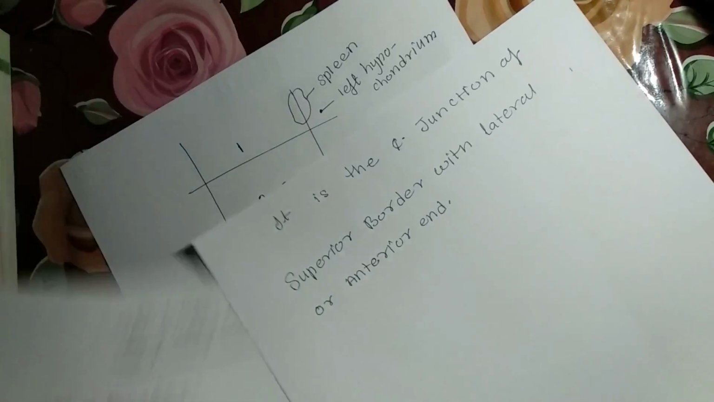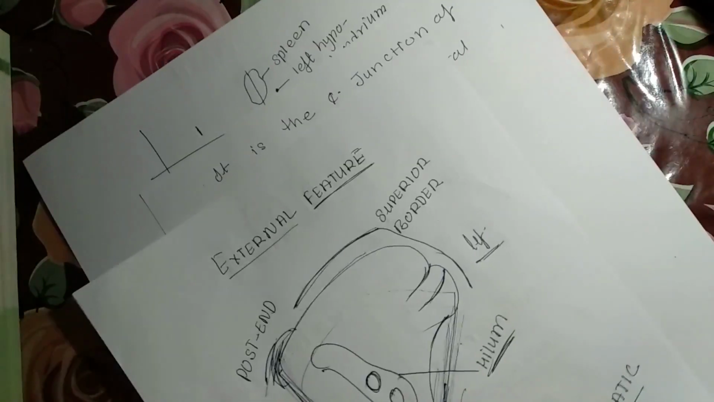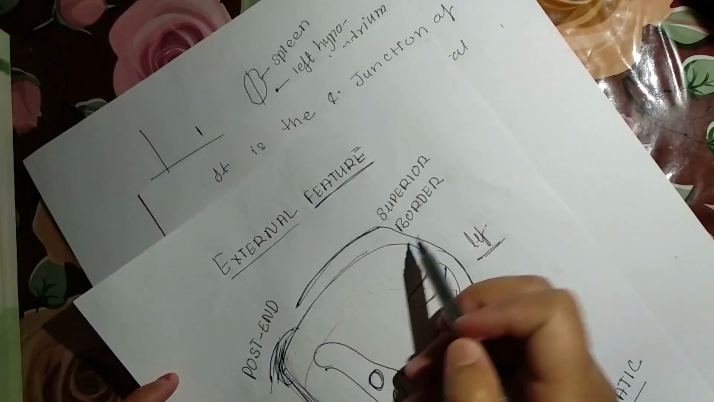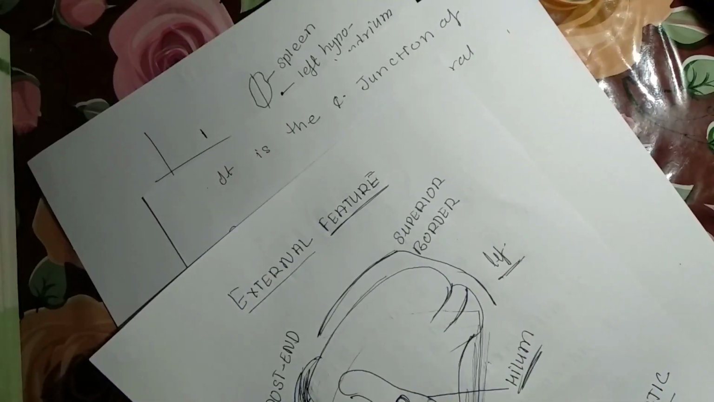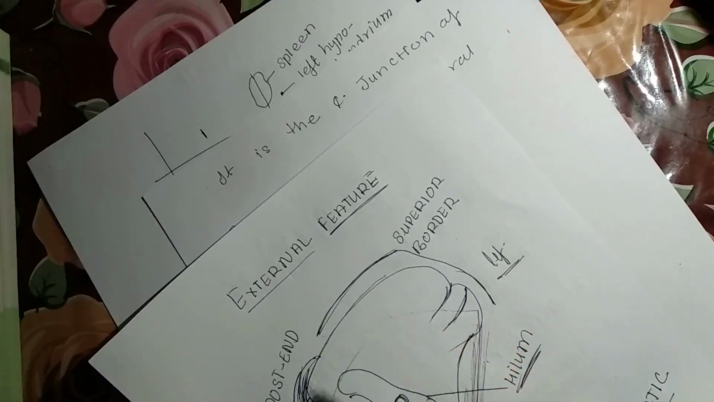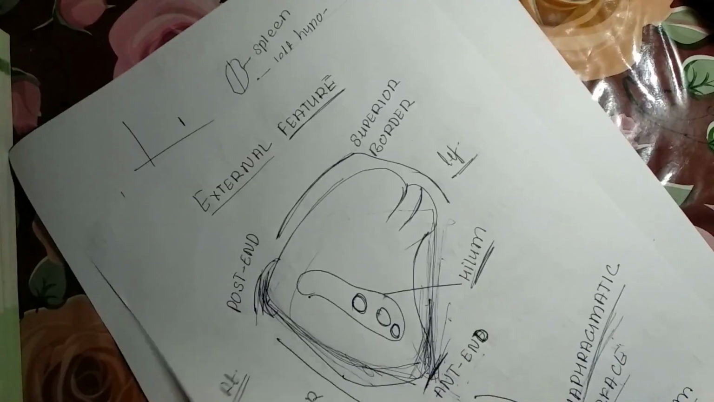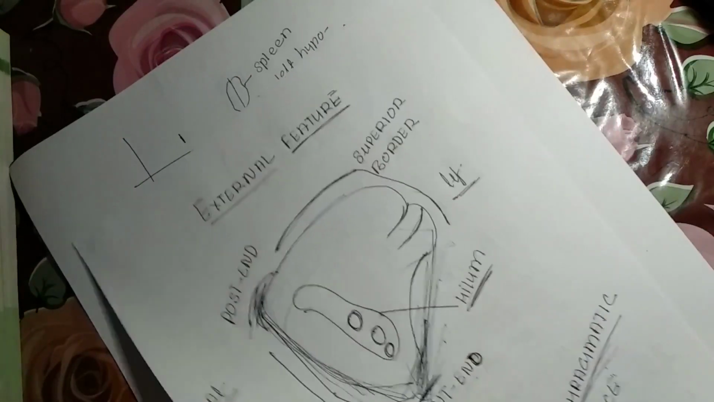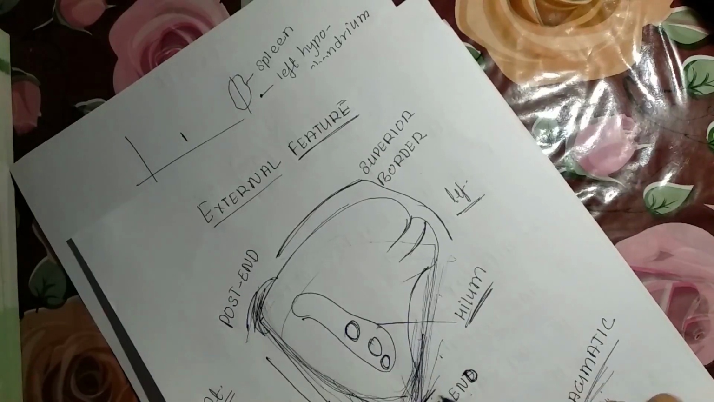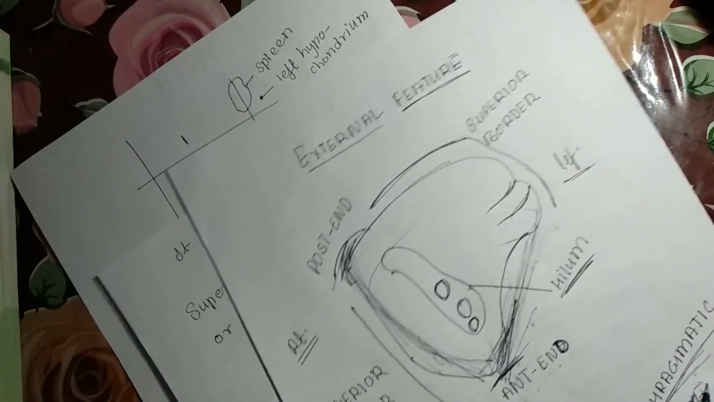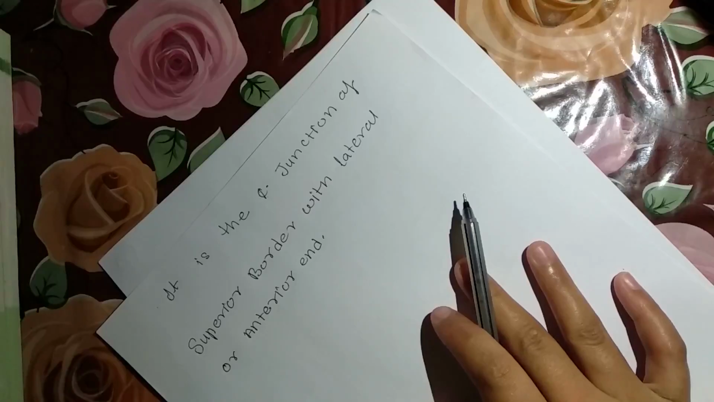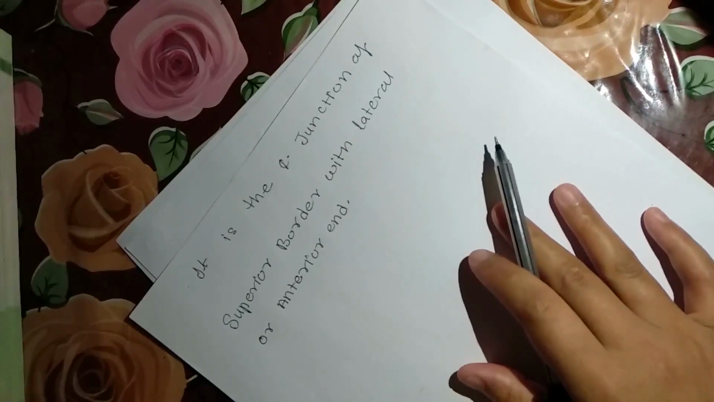See here, we have just seen this angle. Posterior angle. The superior border with the anterior lateral end. This is the anterior border and this is the posterior border, and that is the posterior angle. Now we'll see about the posterior end.